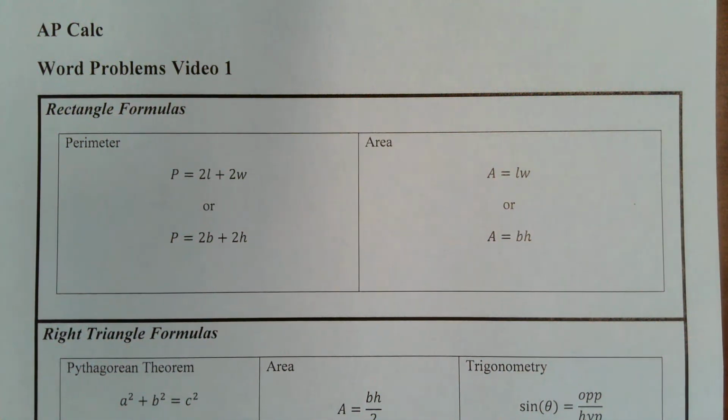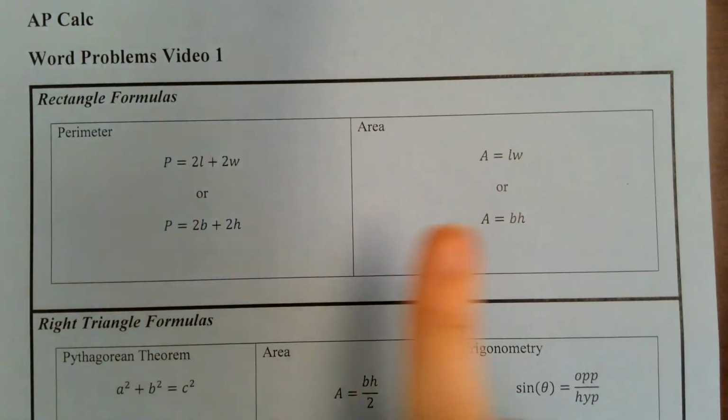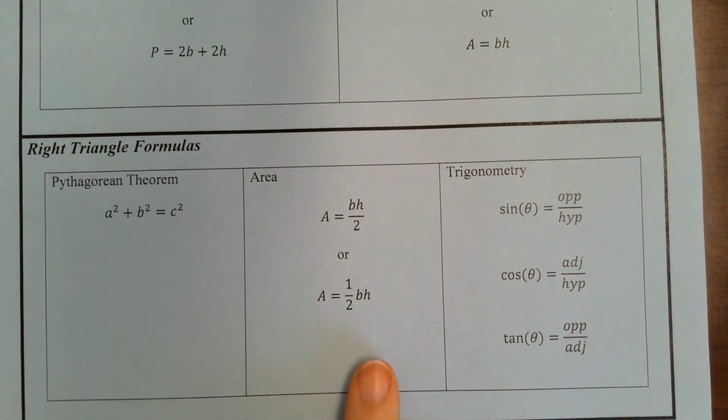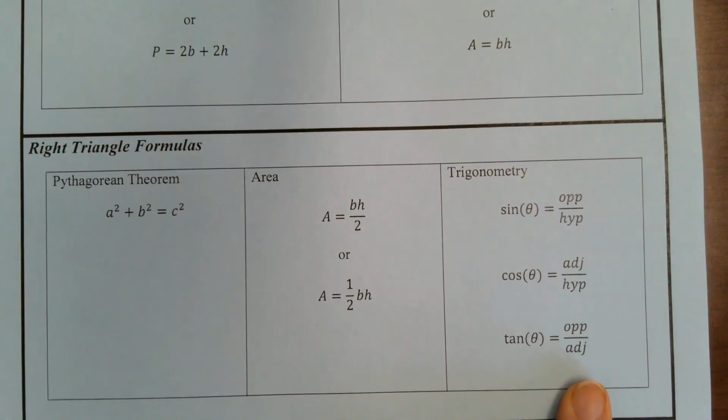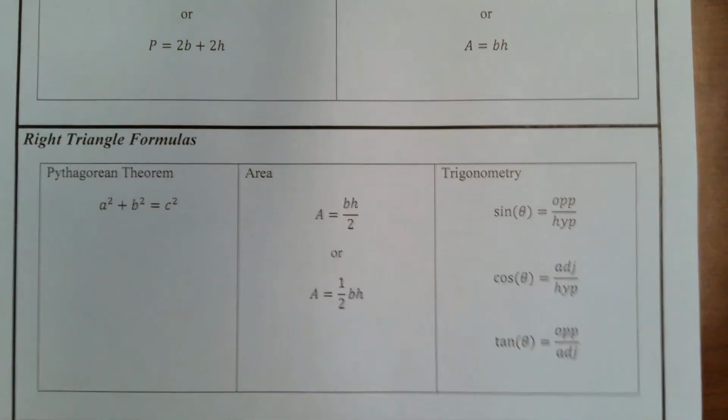Okay, guys, so we're going to do some word problems. We're going to be using rectangle formulas and right triangle formulas, and we're not going to use all of them, but here's just something to reference. Perimeter and area of a rectangle, Pythagorean theorem, area, and trigonometry. We're actually not going to use any of these for a little bit, but okay.